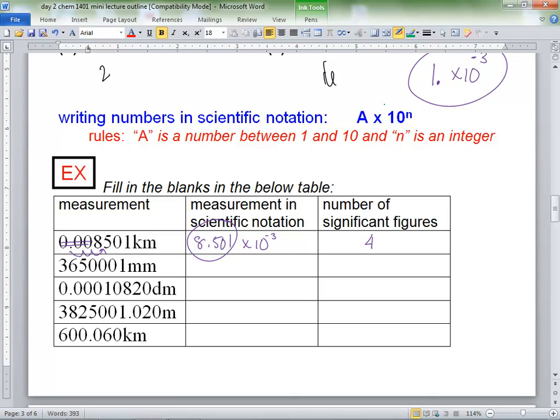Okay, you may not have got them all done, but we can do a few of these here. Let's do this one. Daniela, what did you get for your measurement in scientific notation for this? 65001 × 10⁶. Okay. Does everybody agree? Yeah. So she just kept moving the decimal point until she got it between 1 and 10. And how about the number of sig figs in that? Shannon, what would you say for that?